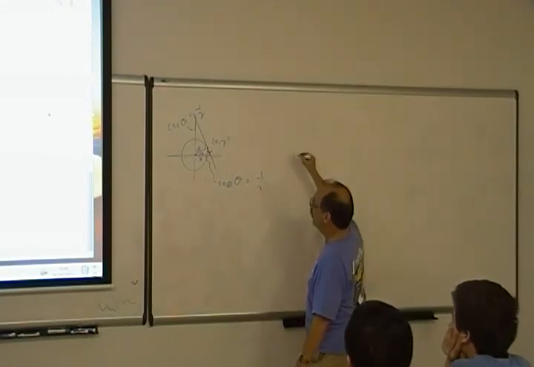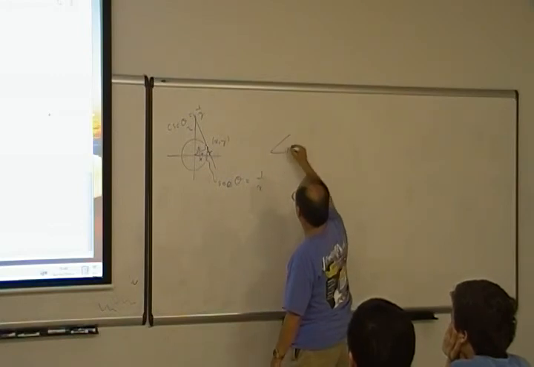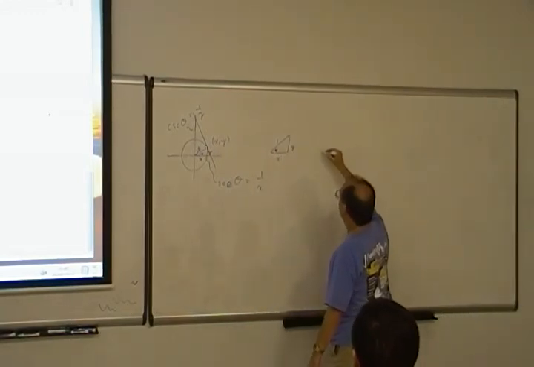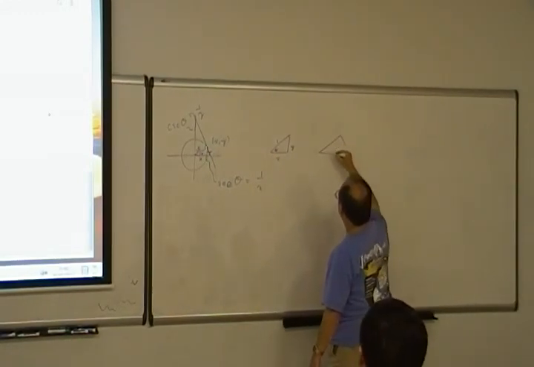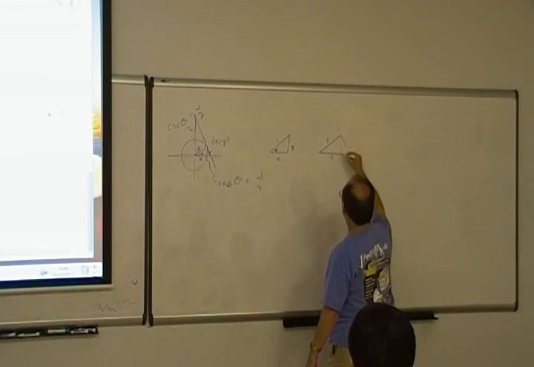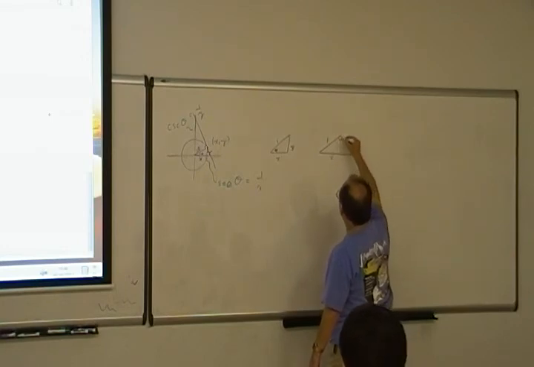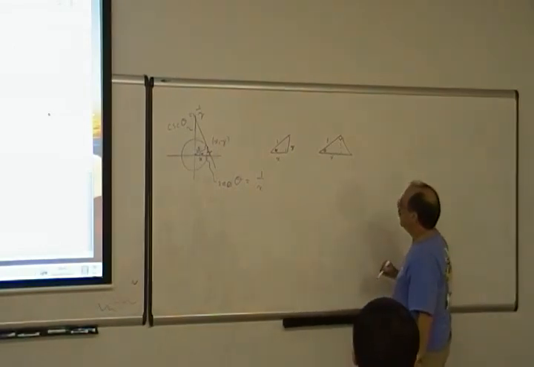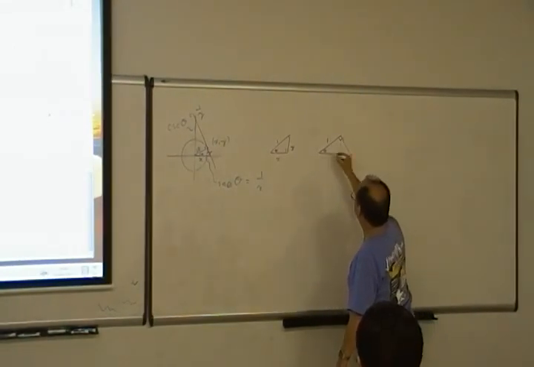Okay, so let me enlarge the two triangles. X, Y, and an angle theta, and the hypotenuse is 1. The other one looks like this. This side is 1. This is X, and there's a right angle, there's a right angle, that's theta. And we would like to know what this side is.